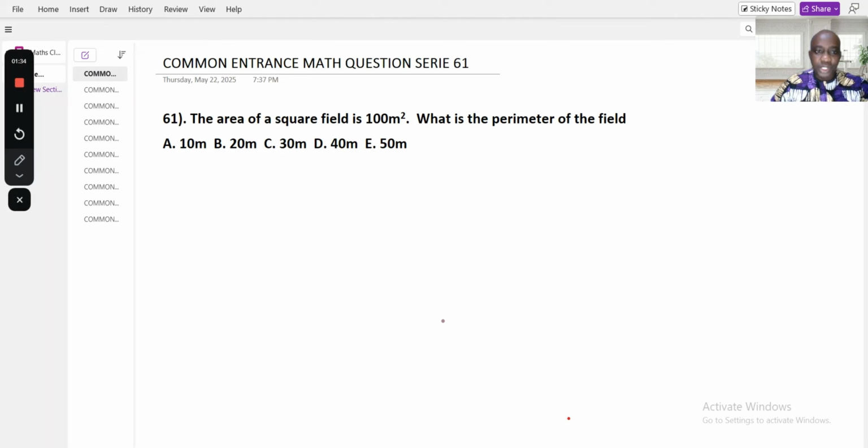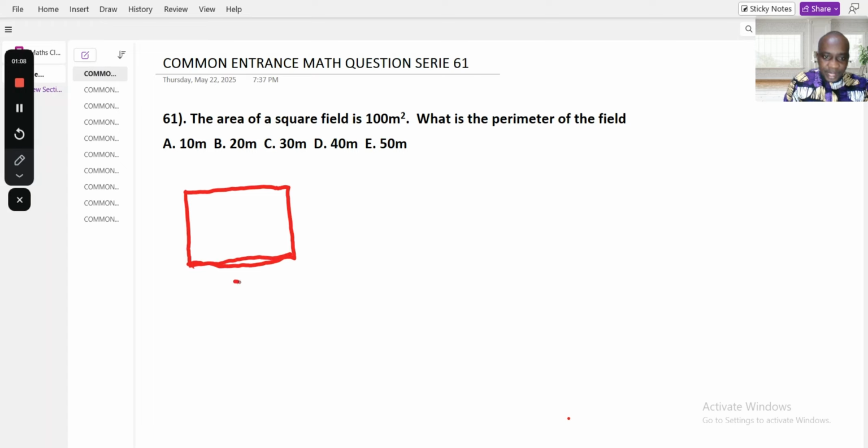Let's begin. Question 61. The area of a square field is 100 meters square. What is the perimeter of the field? We all know that a square has equal sides. Let me draw a square. A square has equal sides. If this side is x, this side will be x, and this side will also be x, and this side will also be x.